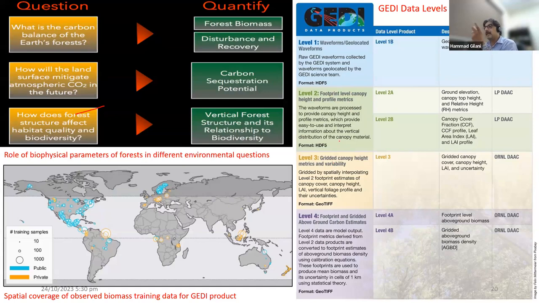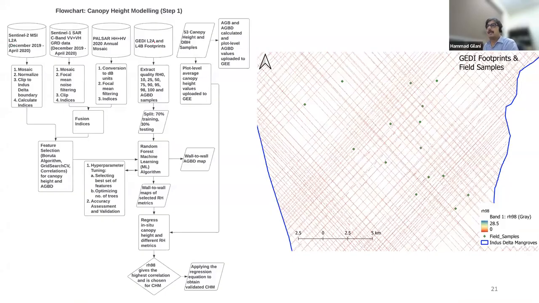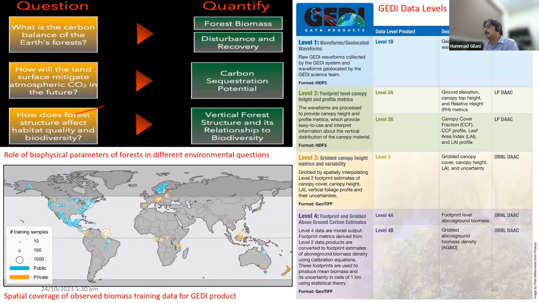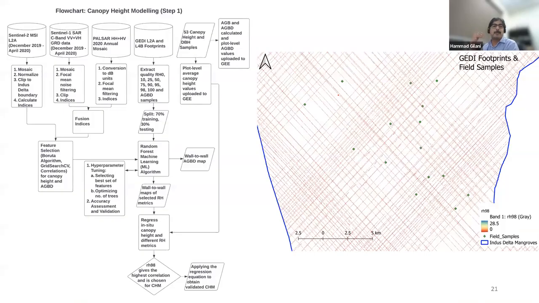In this case, we used the level two data, because we want to use the footprint canopy height information. We want to develop our own data. What we have observed in the available canopy height maps is that some areas are completely missing, some areas are overestimated, and particularly for mangroves, underestimation is going on. Even in terms of mangrove cover, we have observed that globally available datasets do not accurately map the mangroves because of the tide heights and the locally changing environment.